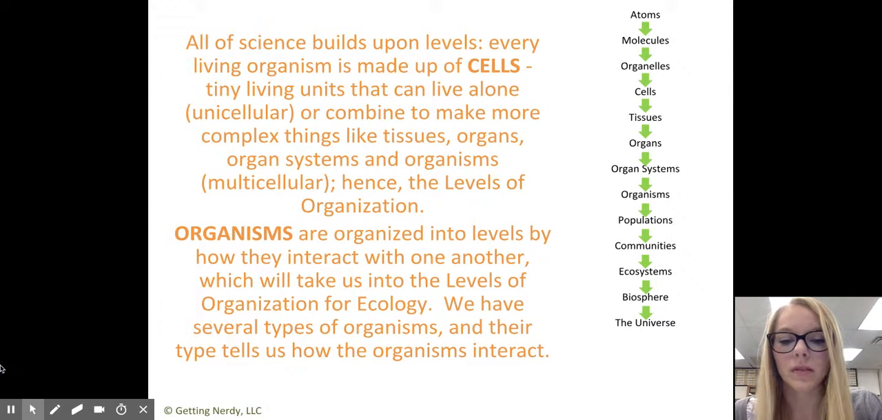Multiple organs functioning together can make up an entire organ system, and every organ system in the body contributes to the organism. Organisms are organized into levels by how they interact with one another, which will take us into the levels of organization for ecology. We have several types of organisms, and their type tells us how the organisms interact. Let's go back to our levels of organization. The last half of these levels revolve around the ecological levels of organization.